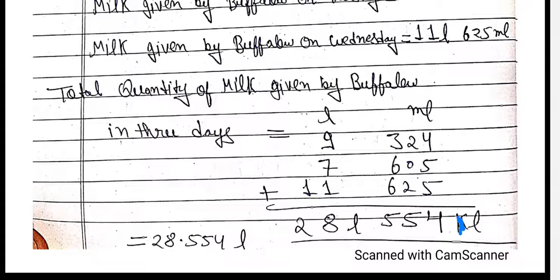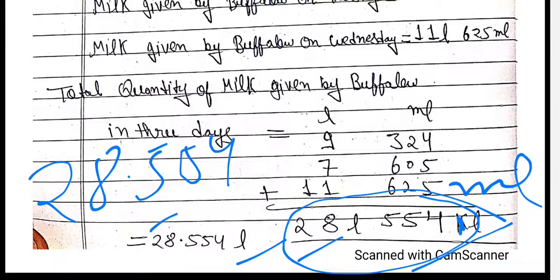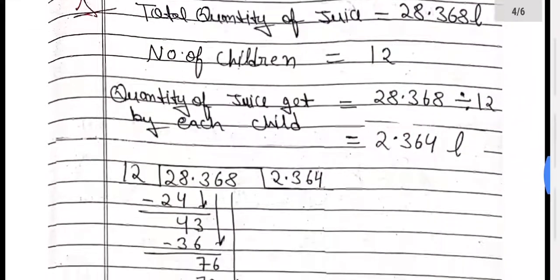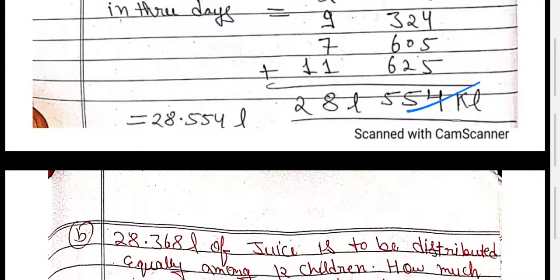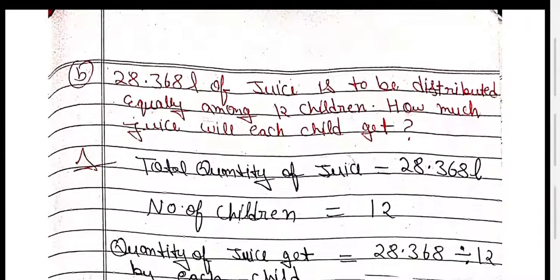So what is your answer? 28 liter 554 milliliter. Okay, and you can also write it as 28.554 liter, because if you write it together, just put the decimal, 28 decimal 554, it becomes in liter. It is your required answer. You can write this one also and this one also, both answers are correct. Now come on to question number B.